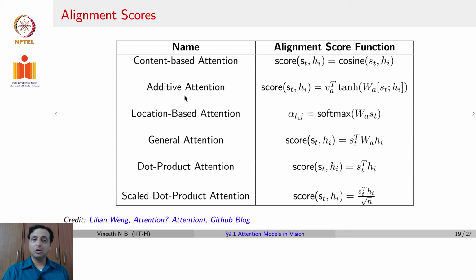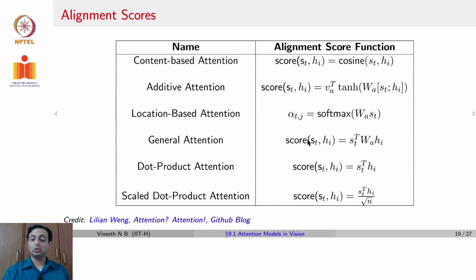You could also learn weights to compute this alignment. So you can take st and hi, learn a set of weights Wa, take a tanh and use another vector to get the score. So this is a learning procedure to get your final score. One could also get alpha tj as a softmax over a learned set of weights W and st again.